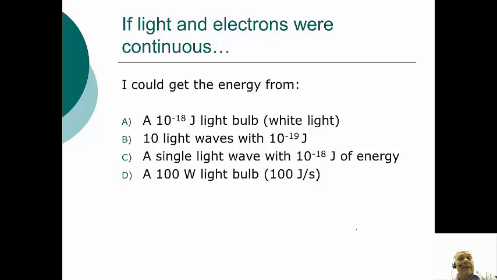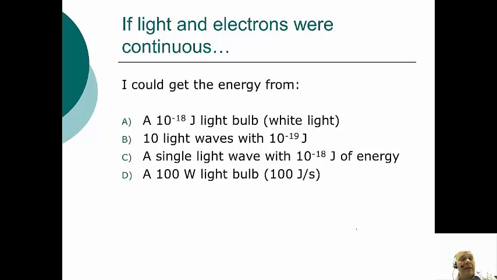I could get 10 light waves, each of which is 10 to the minus 19 joules, and shine them all on there, and I have enough energy. I could have a single light wave with 10 to the minus 18 joules of energy. Or I could even take a 100-watt light bulb, which is 100 joules per second, which is way more energy than I need, and I should be able to knock the electron off.